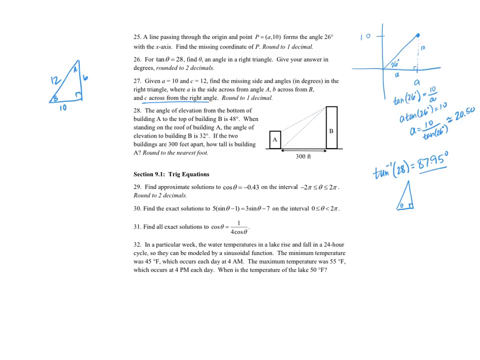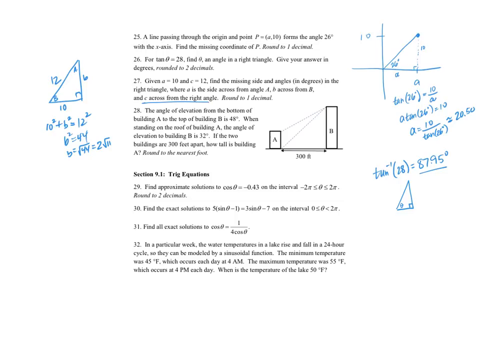Okay, and so side B I can find because I know that 10 squared plus B squared is equal to 12 squared. So I can find side B. And I get that B squared is equal to 44. So B is equal to the square root of 44, or I could write that as 2 square roots of 11 if I want to.